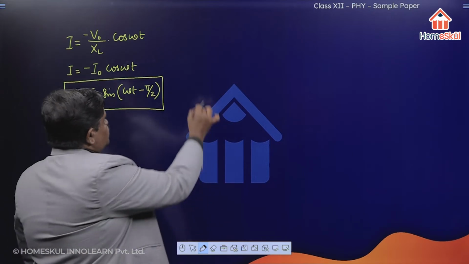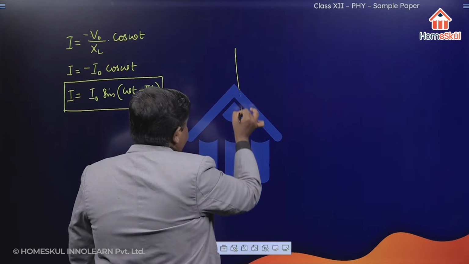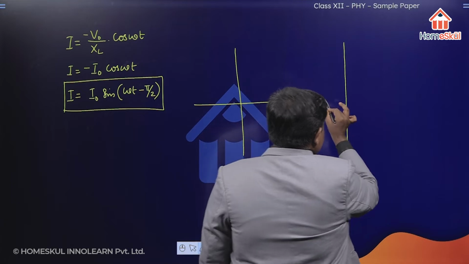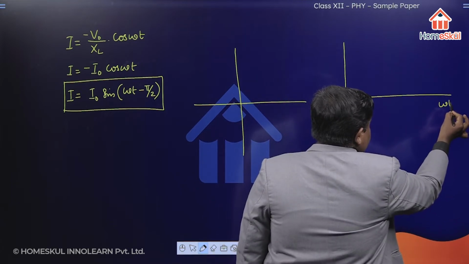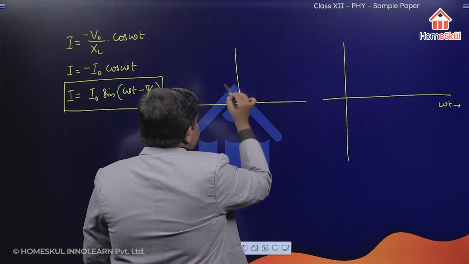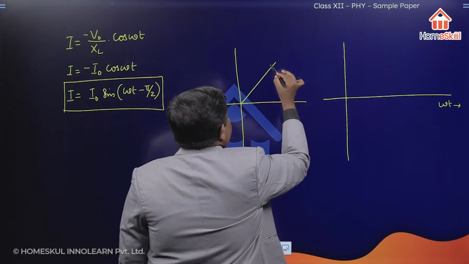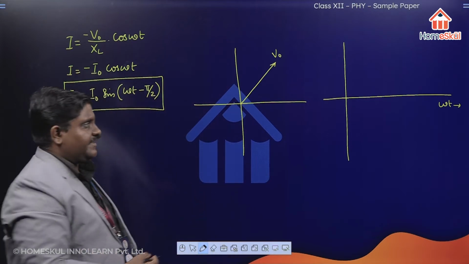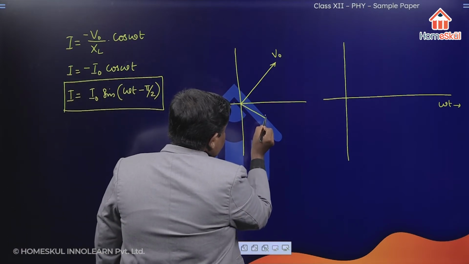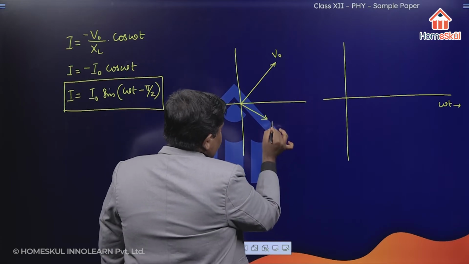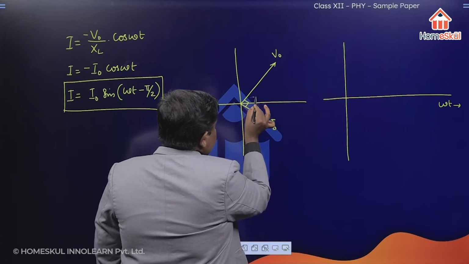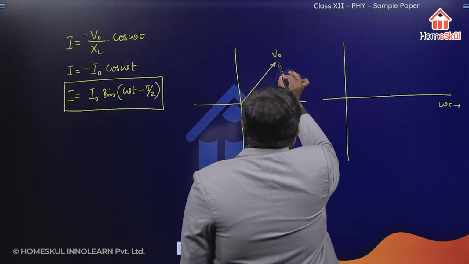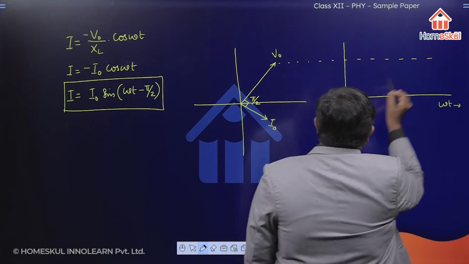Now we have to draw the phasor diagram and the graph. Here we take this as omega t. Then this is V0. Here the current lags behind the EMF, so that this comes to the fourth quadrant. This is our I0. This angle is pi by 2. Clear? Now we have to draw the graphical representation.